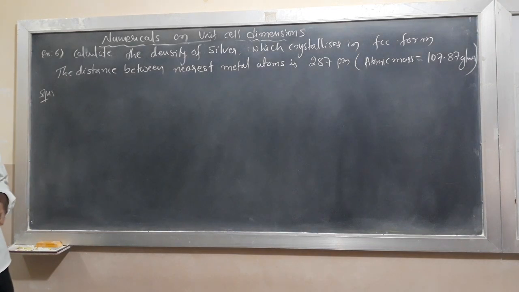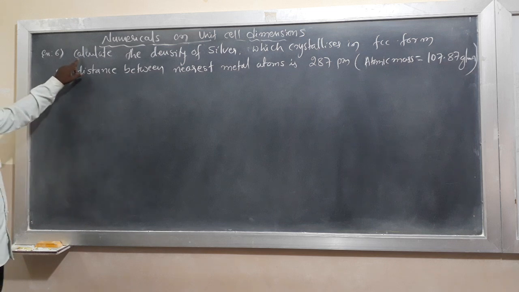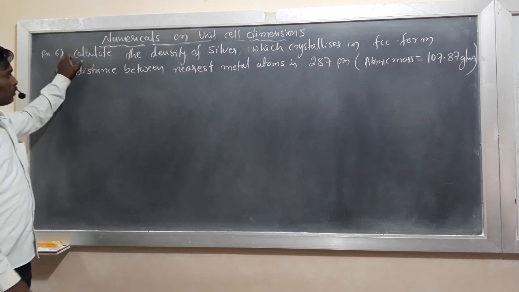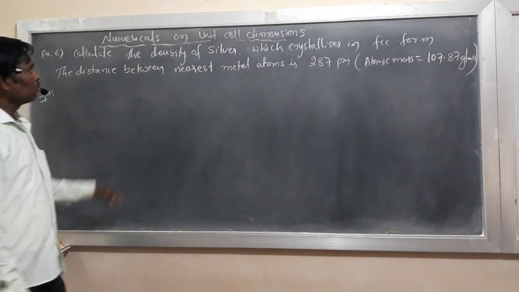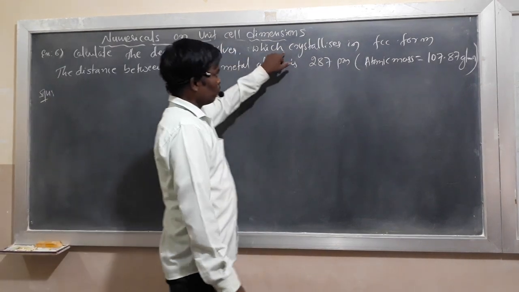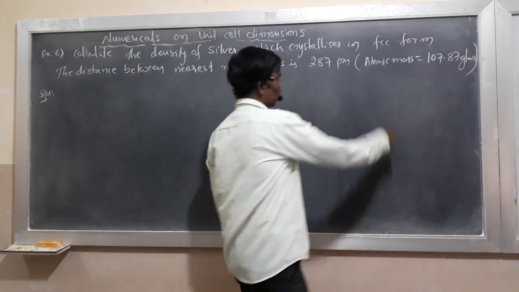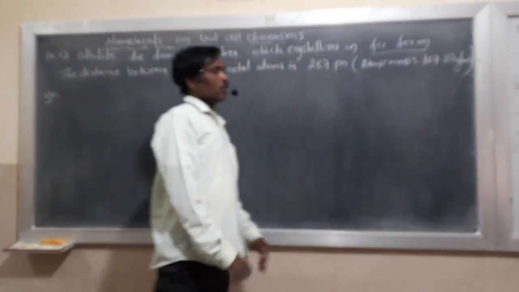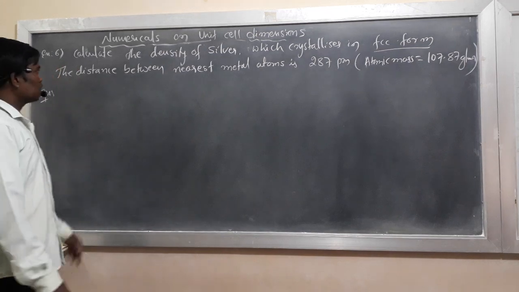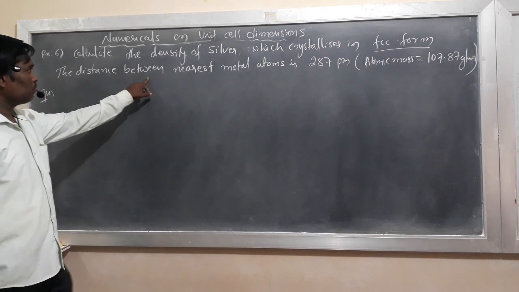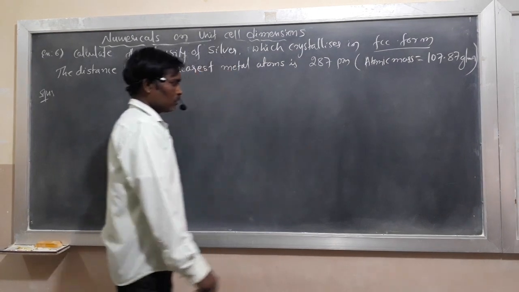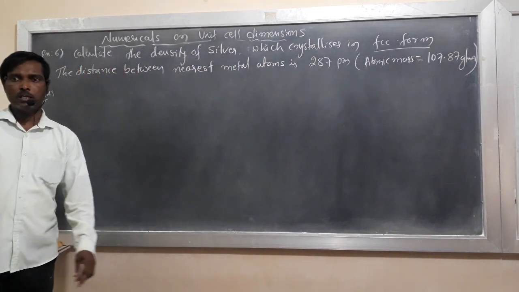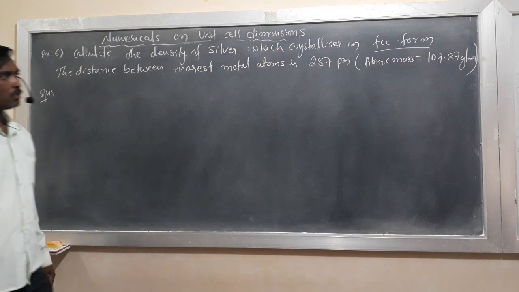Next, another example, students, on that density formula. Let me read the problem. Calculate the density of silver which crystallizes in FCC form. The unit cell of silver is FCC form, and the distance between the nearest metal atoms is 287 picometers. The distance between the nearest neighboring atoms is given.